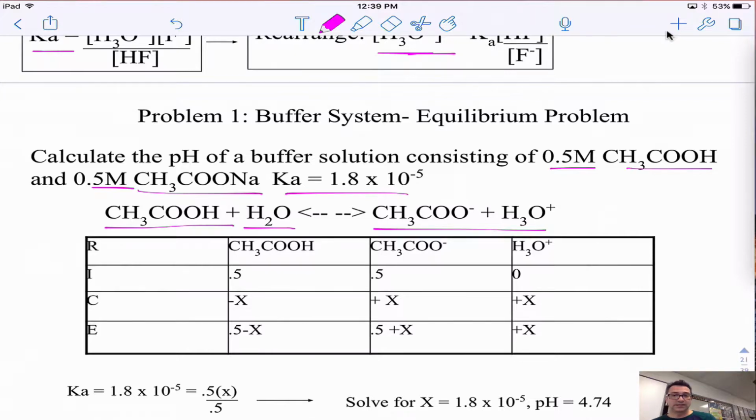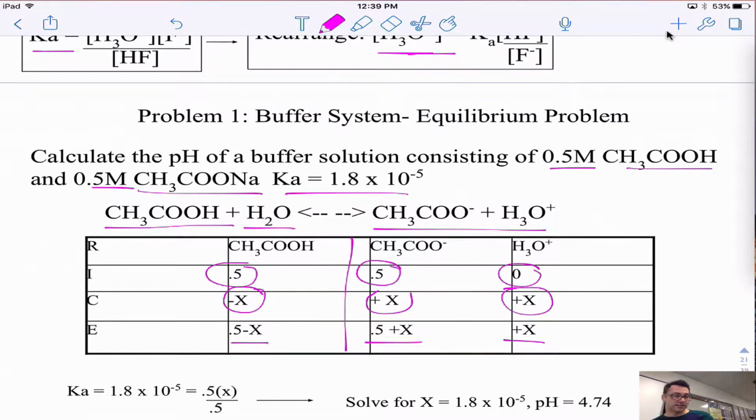Now notice the difference here though. When I set up an ice table, instead of having 0.5 and then 0 and 0, I have 0.5, 0.5, and 0. This is because my buffer contains a weak acid and its conjugate base. Now there's 0 H3O plus, so I have a plus X on the product side again, and minus X on the reactants. At my equilibrium I have 0.5 minus X, 0.5 plus X, and X.